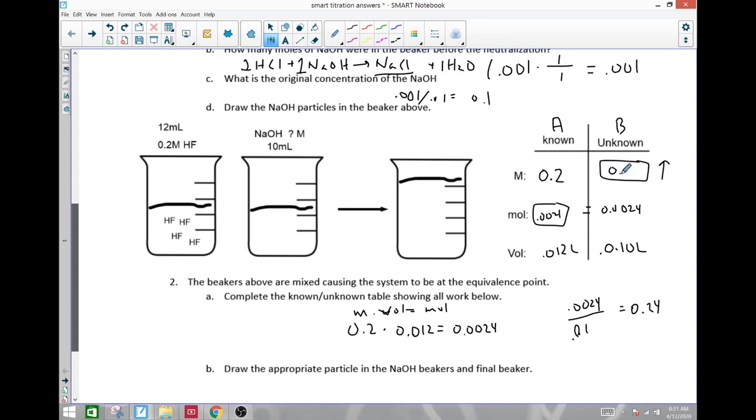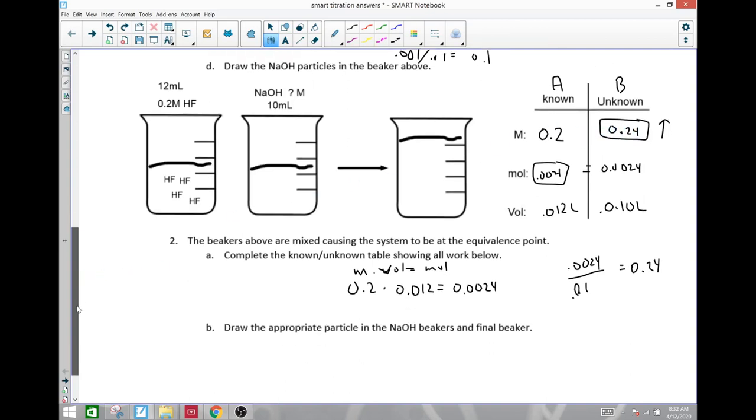Okay, if you didn't catch that mistake, you would have gotten 0.024. Okay, and actually you would have gotten 2.4. So way bigger, 10 times bigger. So that may have been an indication that these things are not right. Okay, they're fairly similar in concentration.